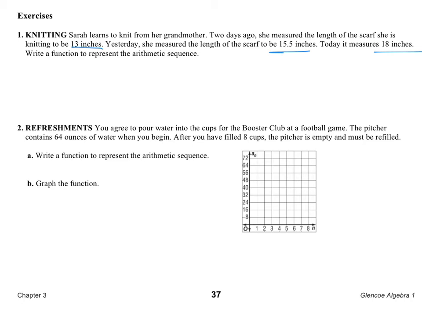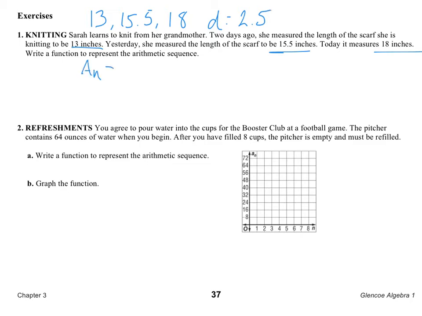What's the sequence, though? It never gave me one. Well, it did. It's the three numbers that I underlined. The first term was 13. The second term was 15 and a half. And the third term, I should say, is 18. So we can do just what we did a second ago. Find the common difference. So the difference is 2.5.